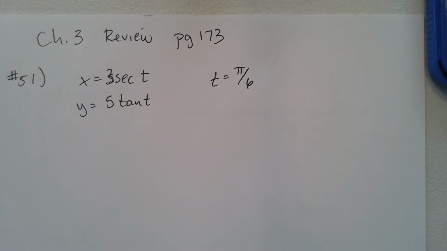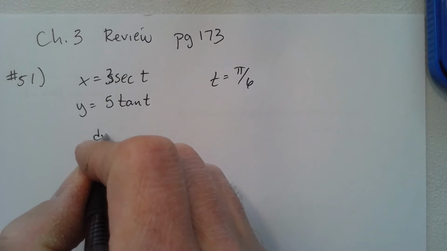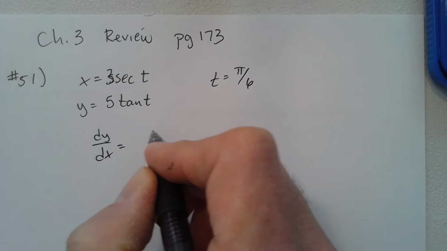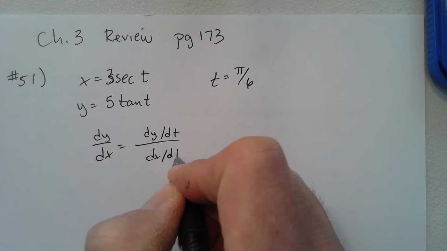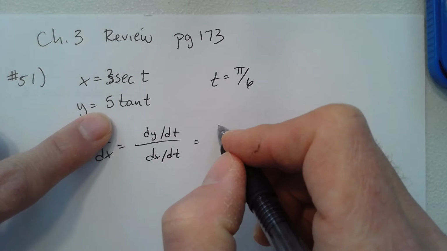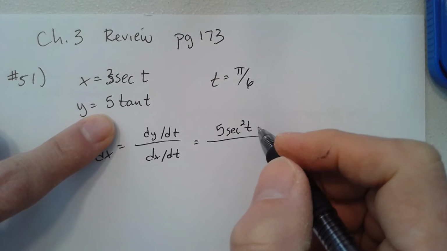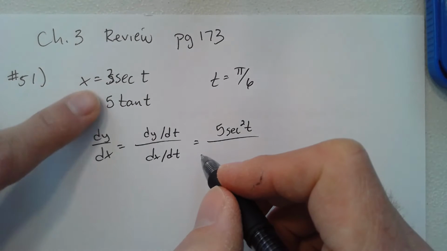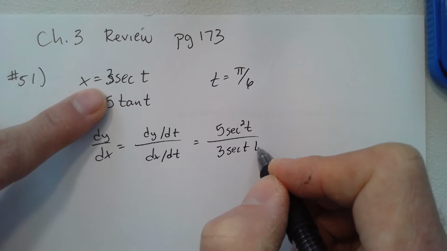Alright, chapter 3 review, page 173, number 51. We're trying to find the tangent line. So to find the tangent line, we have to find dy/dx. dy/dx is dy/dt over dx/dt. dy/dt is 5, derivative of tangent is secant squared. dx/dt is 3, derivative of secant is secant tangent.